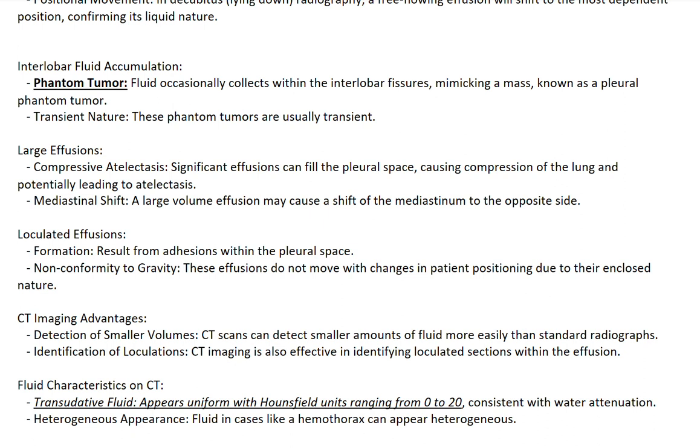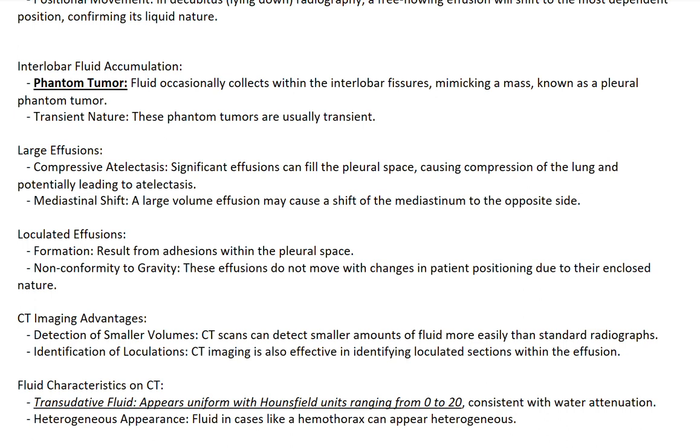5. Large effusions. Compressive atelectasis. Significant effusions can fill the pleural space, causing compression of the lung and potentially leading to atelectasis. Mediastinal shift. A large volume effusion may cause a shift of the mediastinum to the opposite side.